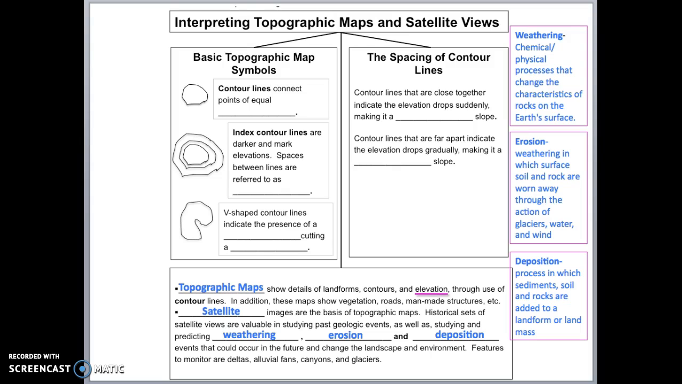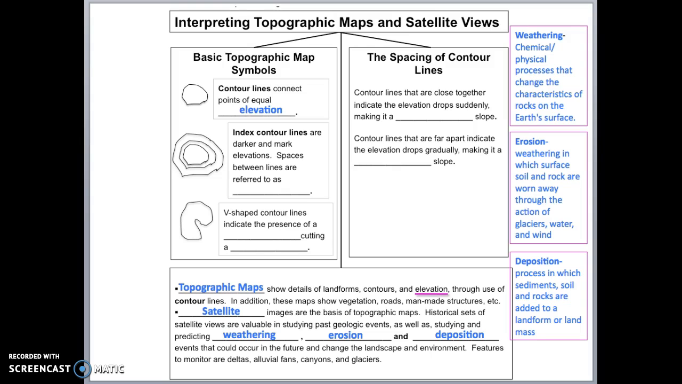So these events could occur in the future and change the landscape and environment. Satellite imagery and topographic maps are important in showing these processes. Features that they will monitor are things like deltas, alluvial fans, canyons, and glaciers. All of these things are related to that weathering, erosion, and deposition.